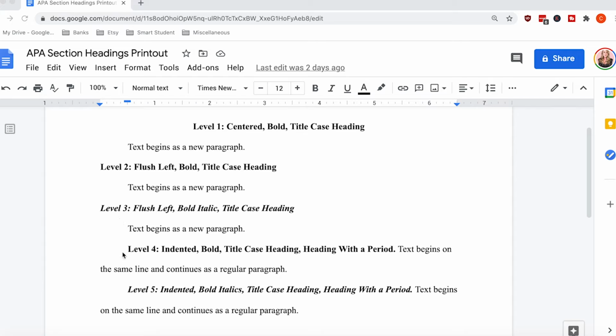Now, moving on to level 4 and 5 section headings, if you notice, they follow similar formatting patterns to level 2 and 3 section headings. The difference is that they both begin indented inward. Notice how they end with a period, and notice how the text is included as the beginning portion of the paragraph of the text. As I said before, most student papers are not complex enough to require level 4 and level 5 section headings. But in case yours does, this is how they would be formatted.